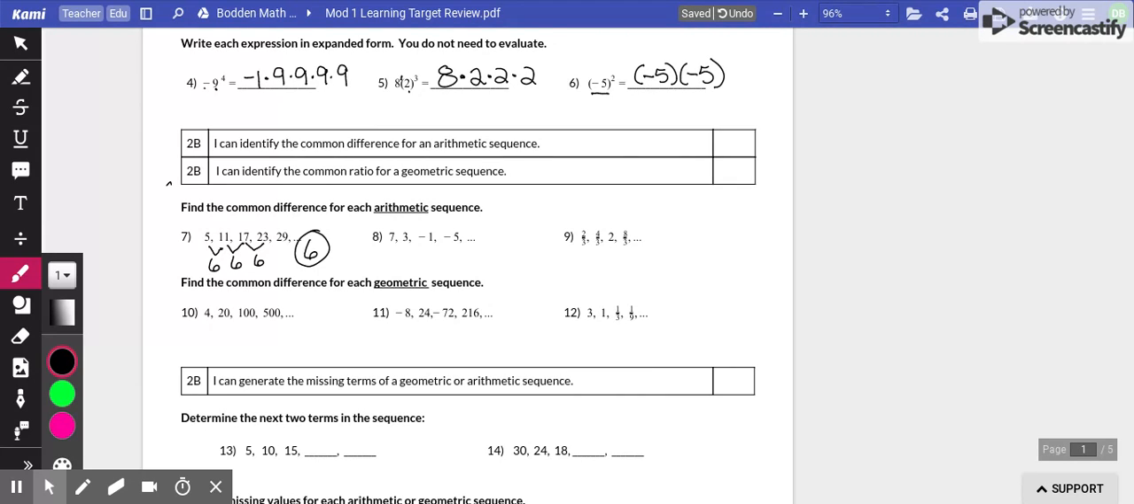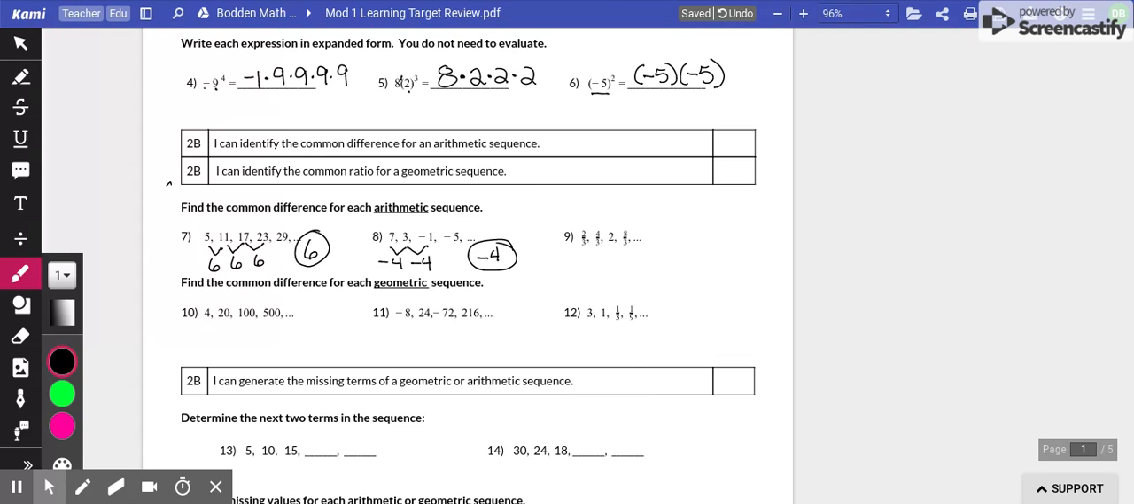All right, number 8, when I look at this, I notice it's going down. I know it's arithmetic, so that means I am subtracting. So how am I going from the first term to the second term? I subtracted 4. Let's see if that holds up. 3 to negative 1, I also subtracted 4. So I'm going to say my common difference is negative 4.